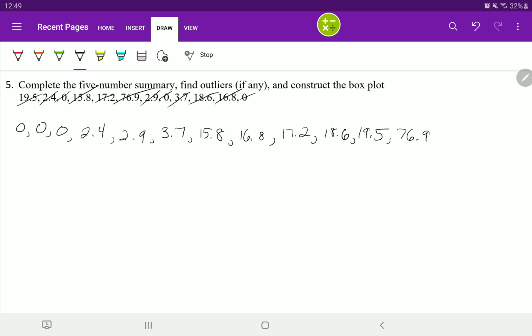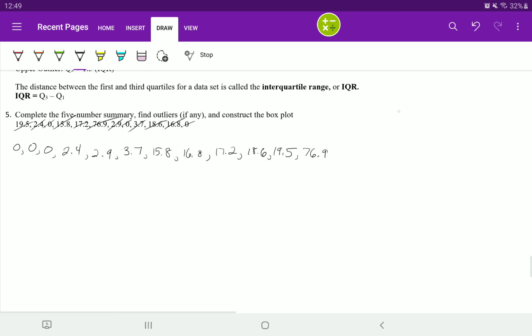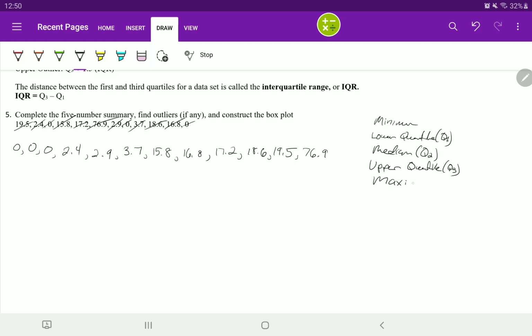But let's do the math first. Now, you want to find your quartiles first. Because remember, the 5-number summary, which I'm going to zoom out and write over here, is going to be the minimum value, your first quartile, which I'm going to call the lower quartile, which is quartile 1, the median, which is quartile 2, your upper quartile, which we're going to call quartile 3, and the maximum, which can sometimes be called quartile 4.